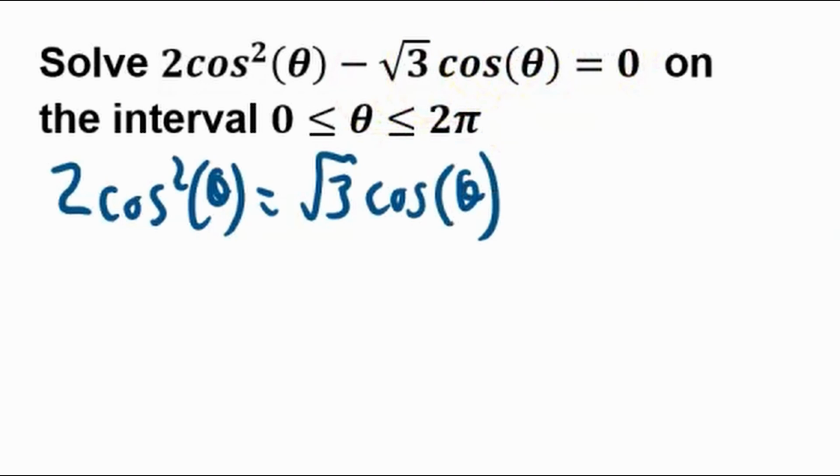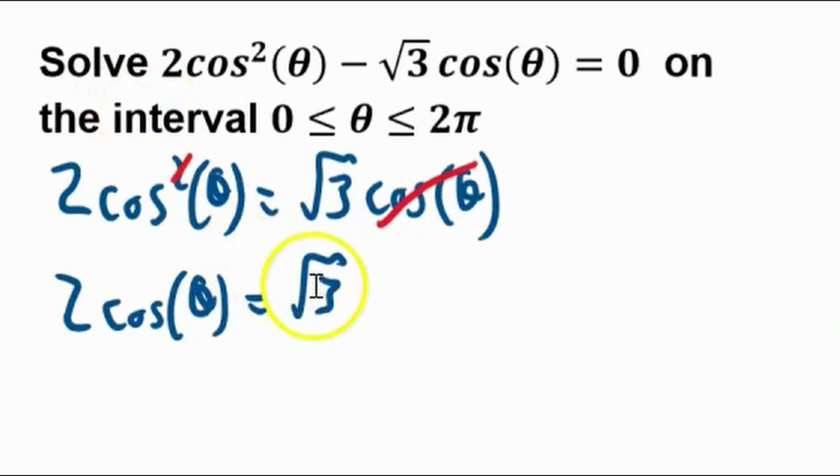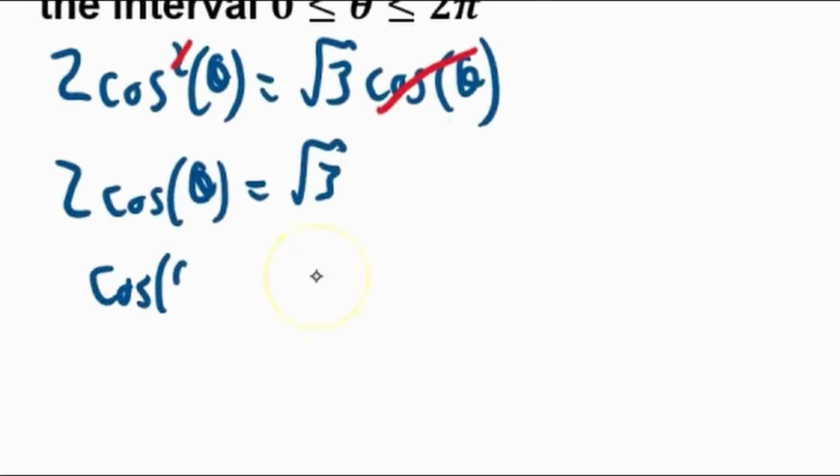Many students do that. And then we see a cos squared theta on the left and a cos theta on the right, so they tend to cancel out cos theta. And you're left with 2 cos theta equals root 3, and then solve for cos theta. Cos theta equals root 3 over 2. And by doing this, we fell in the trap.